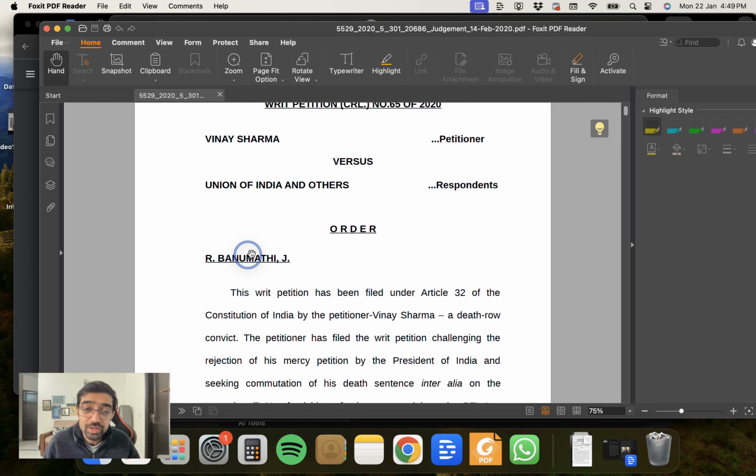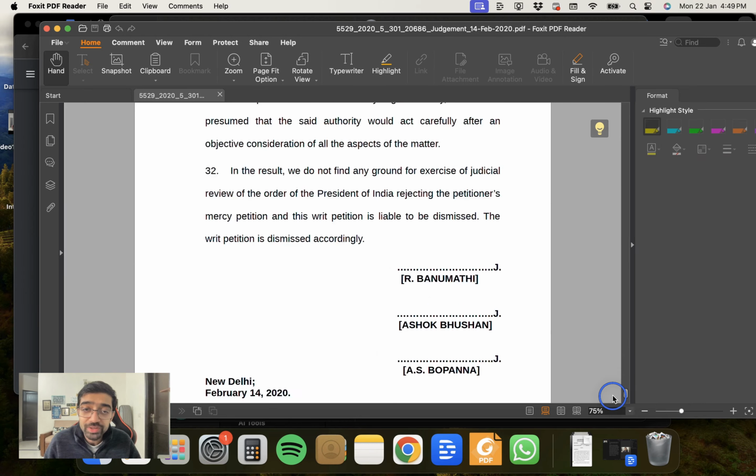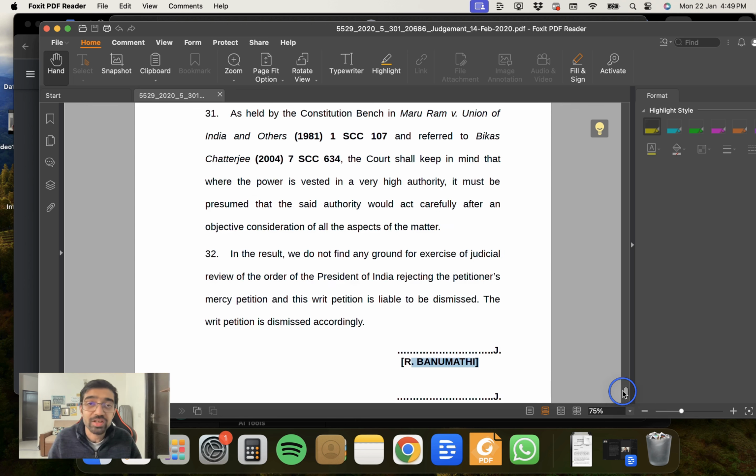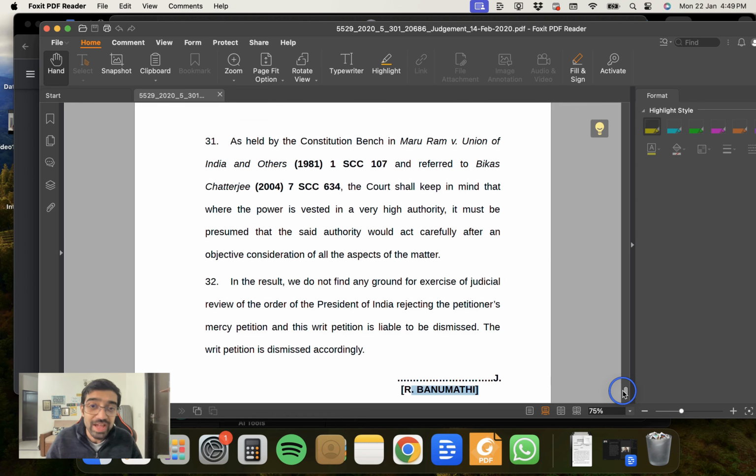Then we look here, the judge passing the judgment is Justice R. Bhanumati. Then we go to the bottom of the case and we see who are the judges who have signed it. So you see that Justice R. Bhanumati has written the judgment for 3 judges, right? So it was a 3-judge bench. Now, when you write answers like this, let's say in the judiciary exam, it's going to be very much appreciated by the examiner because you're adding more information very fast.